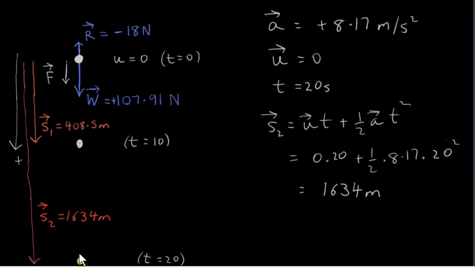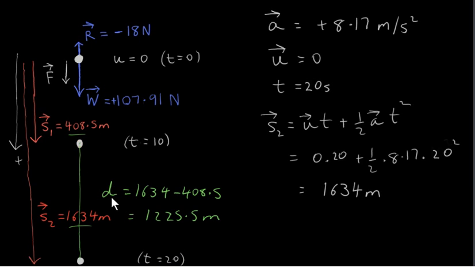Now we are interested in the distance travelled by the object from t equals 10 to t equals 20 seconds. So we just want this distance here. It's just a matter of subtracting these two numbers. I'm calling this distance d. It is 1,225.5 meters.